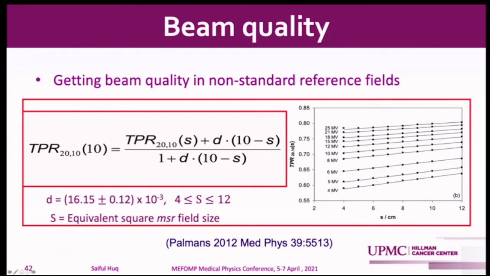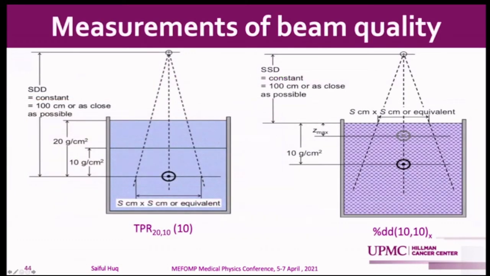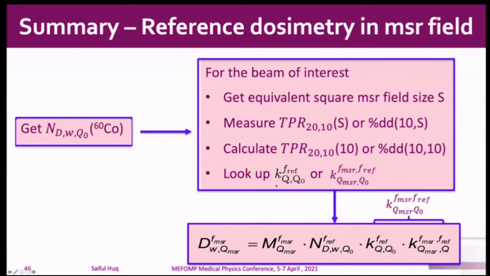So what you do to get the beam quality, you measure this TPR 20/10 for your MSR field, you get the value of S, and the values of these coefficients are given, and you get the beam quality TPR 20/10. This is your hypothetical beam that I've been talking about earlier on. And there's a similar formula for percentage depth dose 10x. For the measurement of the beam quality, it's again the same setup as for TPR 20/10, as we do for TRS-398. The only difference is you would do these measurements in an MSR field now, not necessarily a 10 by 10. And you just need to determine the value of S, the equivalent square MSR field. Okay, so you take your measurements at 10 cm and 20 cm depth, and you get the value of your TPR 20/10.